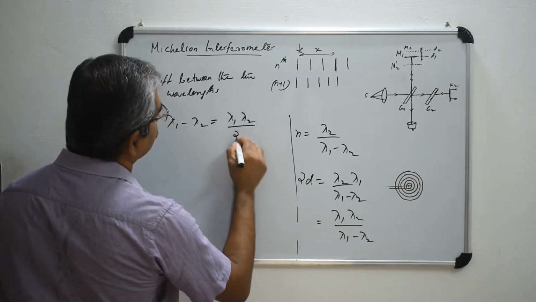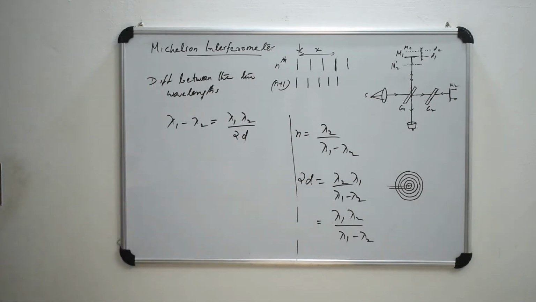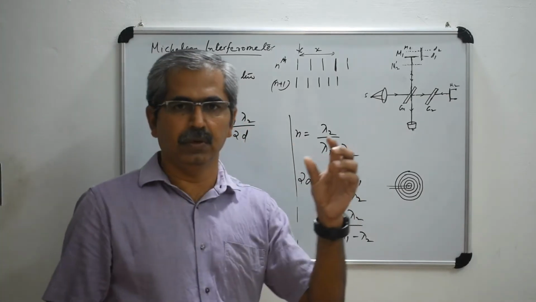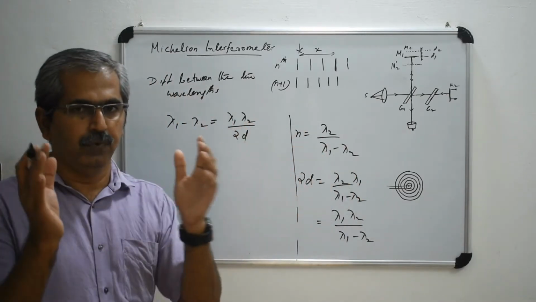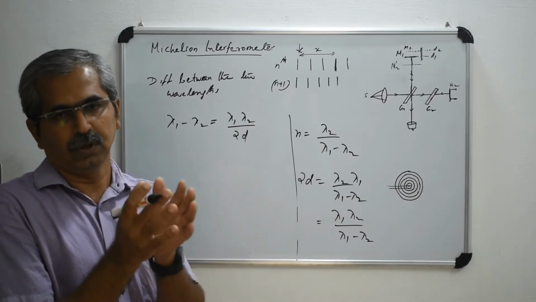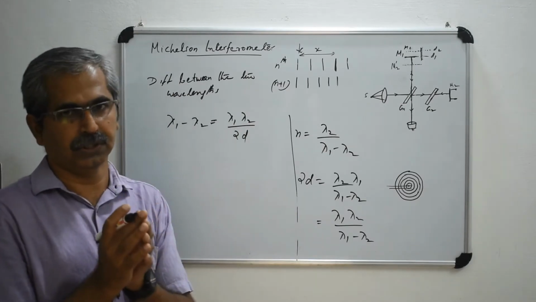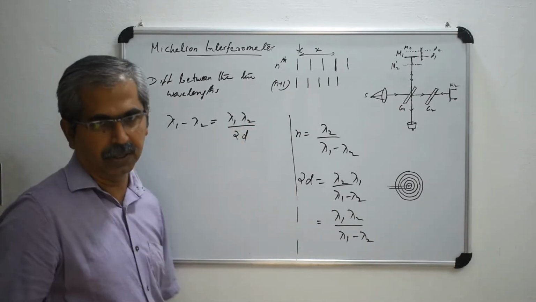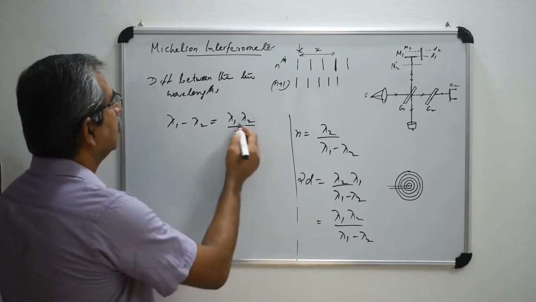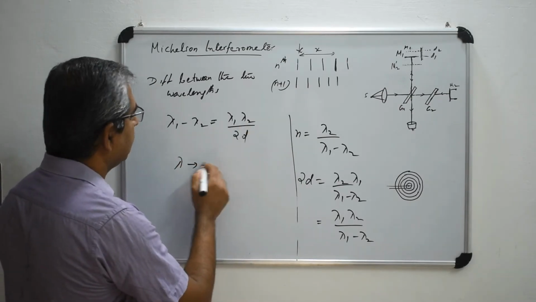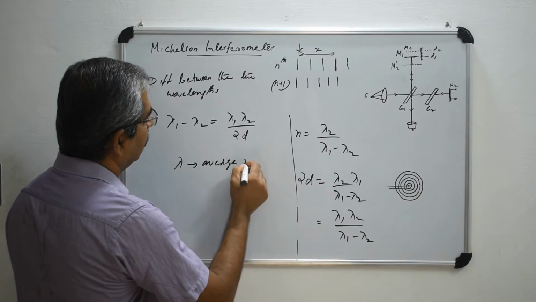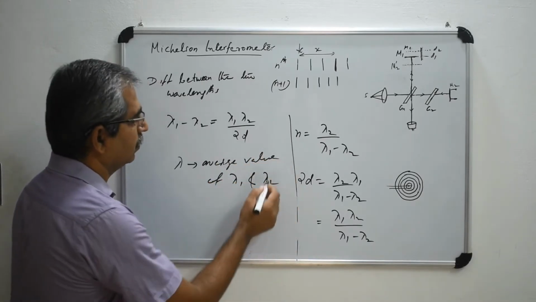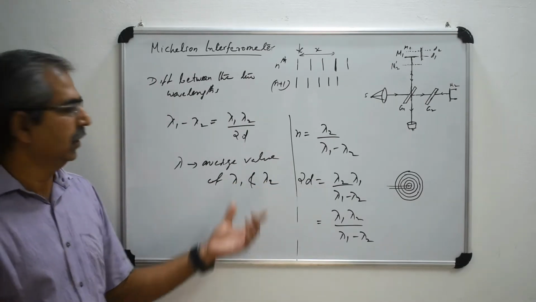divided by 2d. Now, see this λ1 and λ2, if they are very close, and you are having a system or a spectrometer which has a low resolution, you will be observing the average value of λ1 and λ2. So that is taken as λ, where λ is the average value of λ1 and λ2.